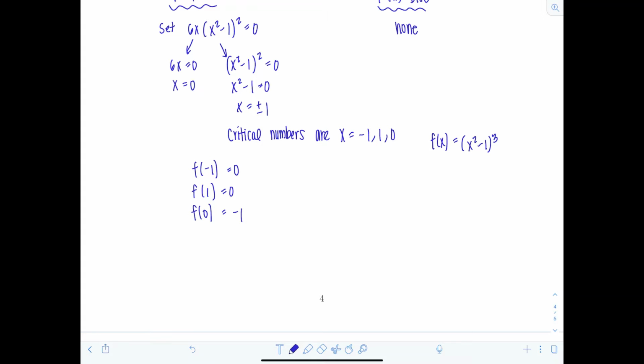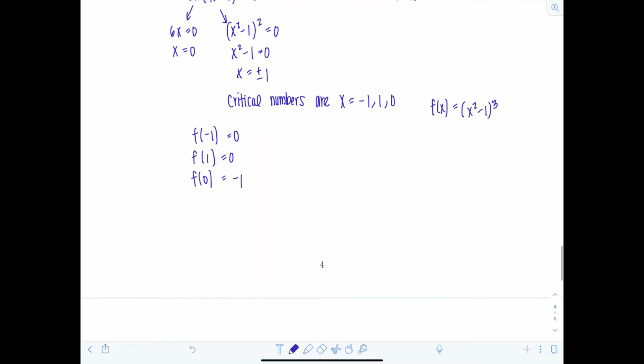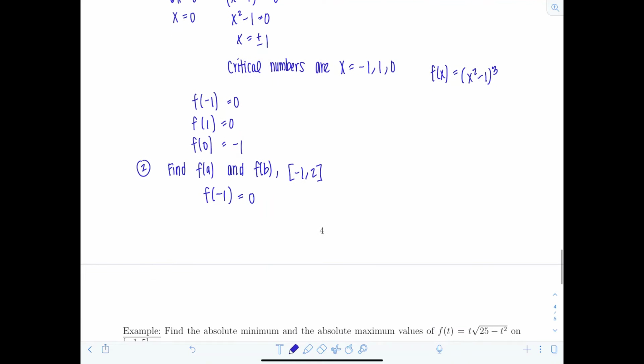Step 1 is complete. Now step 2, I have to find f of a and f of b. And remember, the interval was -1 to 2. So f of a is f of -1. Well, we already have that. That was actually one of our critical values. That's 0. And f of b, f of 2, that's going to be 2 squared minus 1 cubed. So that's 3 cubed, which is 27.